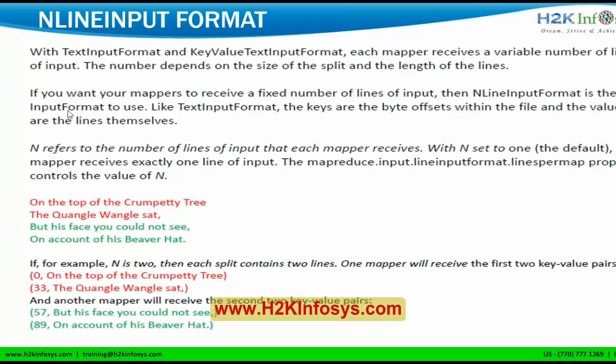If, for example, N is 2, then each split contains 2 lines. So the whole split is divided into 2 splits itself. It's up to me how much quantity of data I want to process at a single point of time using this N-line input format. So one mapper will receive the first 2 key value pairs, that is 0 comma on the top of the Krumpty tree and 33 comma the quangle wangle sat. And the next mapper will receive the remaining 2 lines. So the dividing of key value pairs is the same as text input format, but how much I want to process, that I can control through my N-line input format.